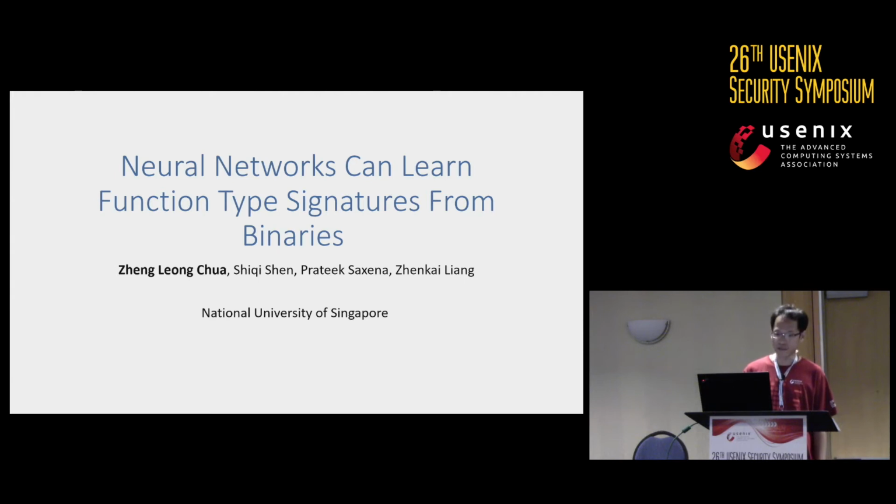Today I'll be presenting the paper Neural Networks Can Learn Function Type Signatures from Binaries. This is a joint work with my co-authors Shiqi Shen, Prateek Saxena, and Zhenkai Liang.